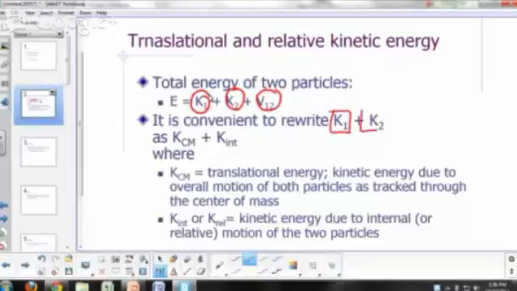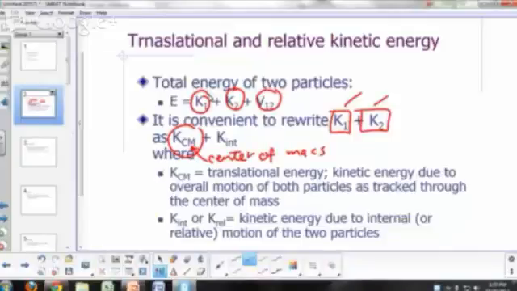Now, whenever you have a two-particle system, it's convenient to write, instead of kinetic energy of particle 1 plus kinetic energy of particle 2, it's convenient to do a transformation of coordinates. So instead of a sum of the kinetic energies of individual particles, you write it as the kinetic energy of the whole system, the pair as a whole. So this CM right here is called the center of mass. It stands for center of mass.